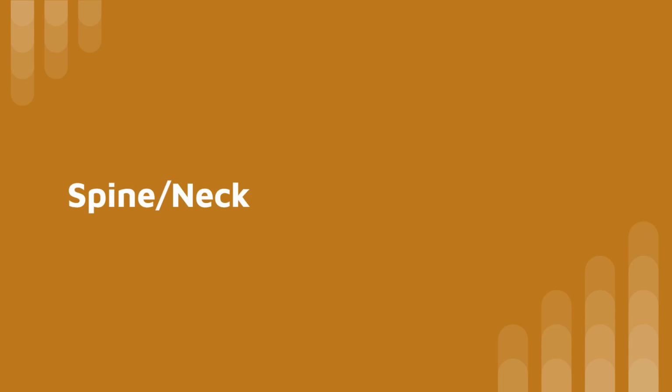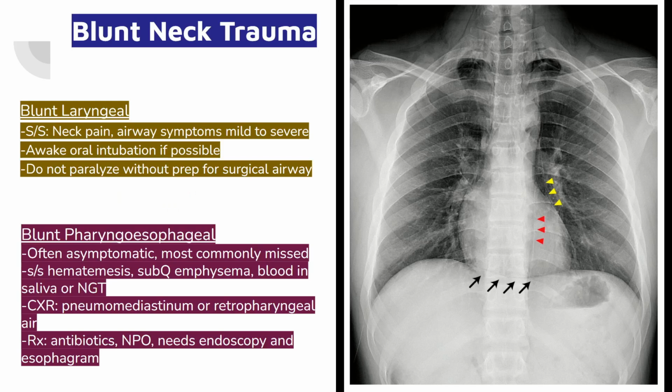All right, let's get on to some spine and neck pathology, starting with blunt neck trauma. So blunt laryngeal trauma, right? You're going to think neck pain, airway symptoms, which can be in range and spectrum. Awake intubation if possible, because you don't know how bad the airway will be till you get in there, which means don't paralyze them without being ready for a surgical airway.